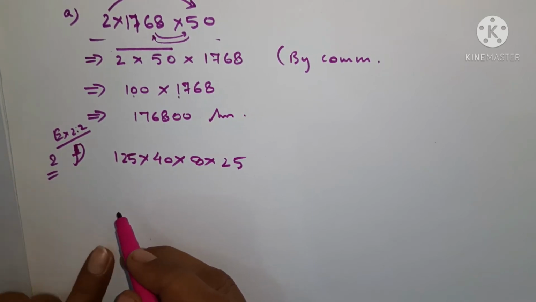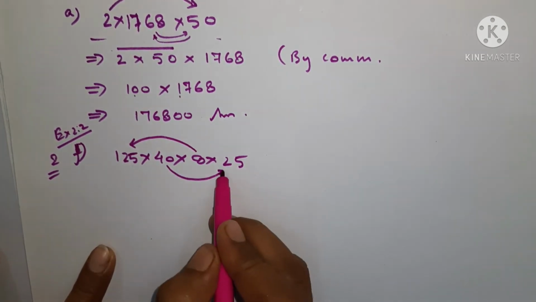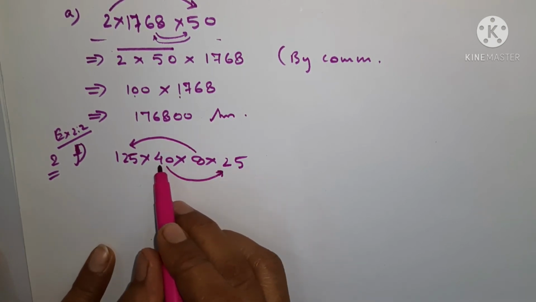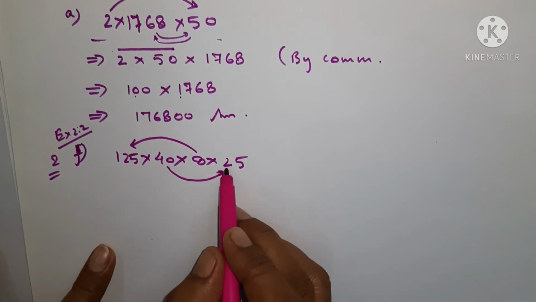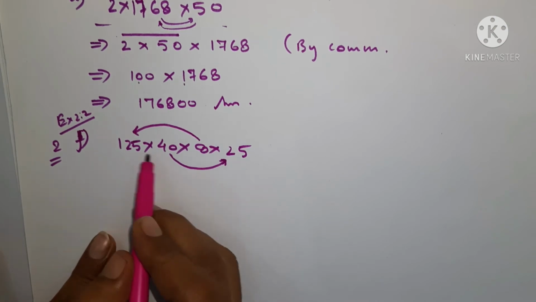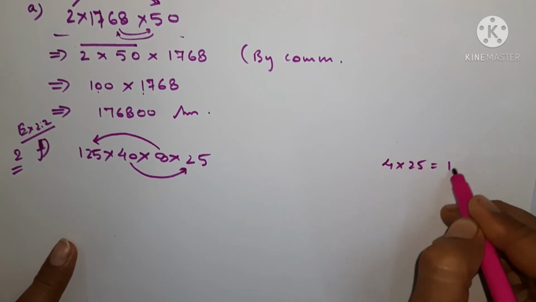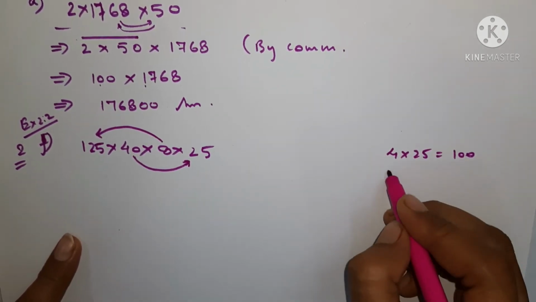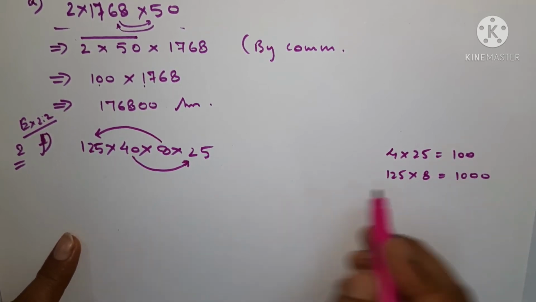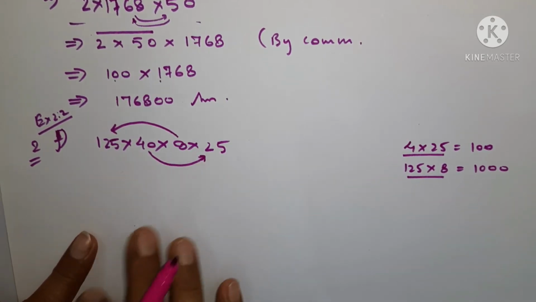You can see here, if you take these two together and these two together, 4 is there and this is 25, and we know that 25 with 4 gives you 100. So let us see what we are getting. How to group? Just check. 4 into 25 is 100. Similarly, 125 into 8 is 1000.